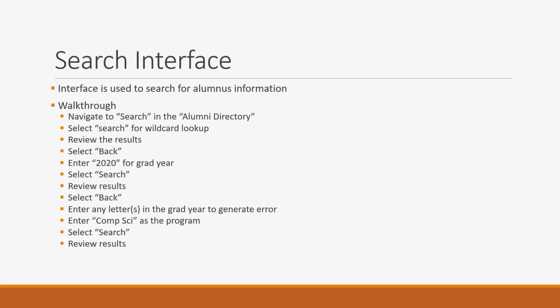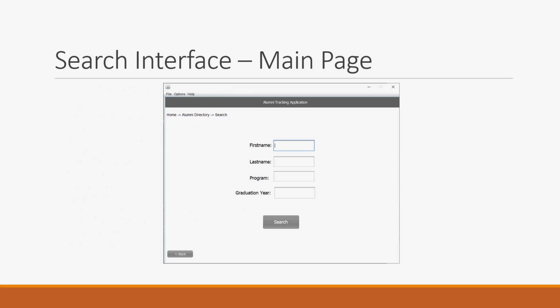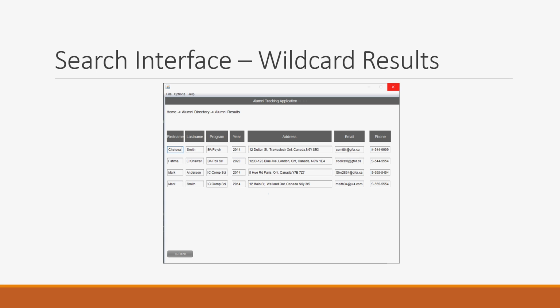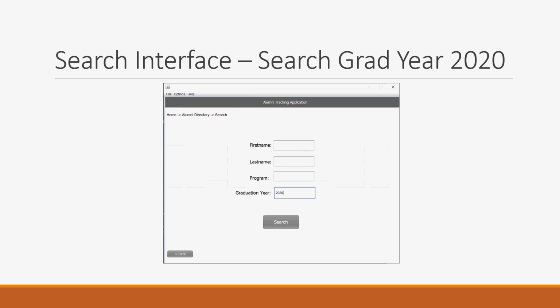So the search interface, pretty basic, but it's a core function of the system as well. Basically, there are several different lookups you can use, searching for specific grad years, specific programs, or just wildcards. If you leave all fields blank, a wildcard search will be done. This shows all users that are in the system.